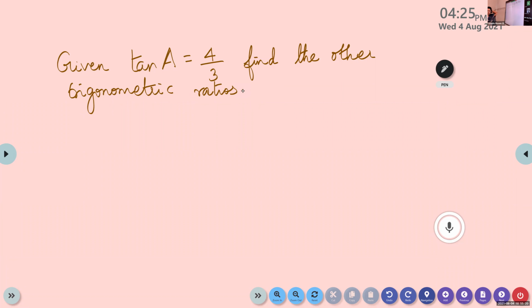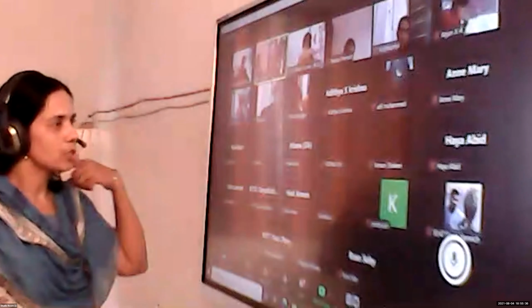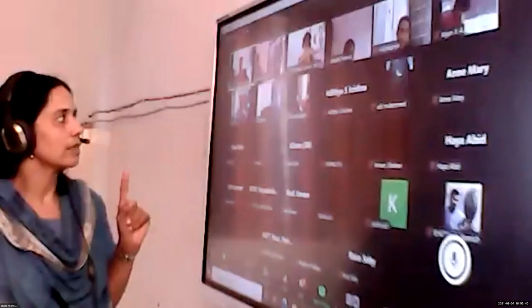It is given tan A is 4/3. So how to do this? One trigonometric ratio, tan A, is given. We have to find the other ratios. Total, how many ratios are there? Six ratios are there. One ratio is given. We are asked to find the remaining.